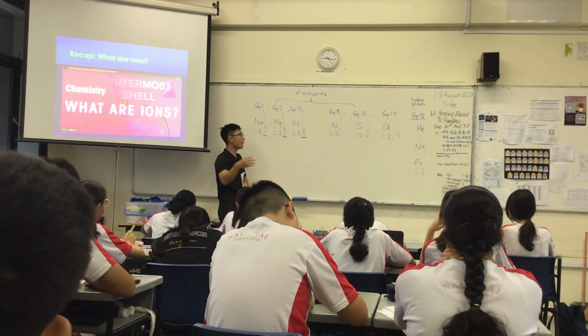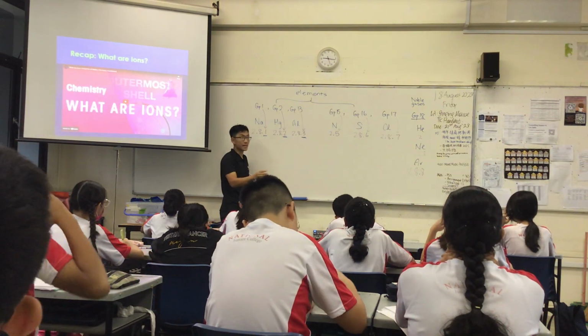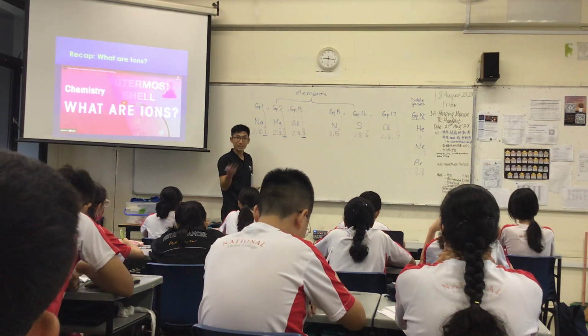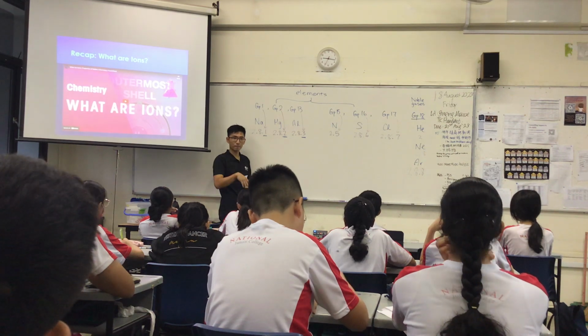Much easier to just lose 1, right? The same logic applies for magnesium. Much easier to just lose 2 to gain this noble gas configuration, instead of gaining 6. Easier to lose 3 instead of gaining 5.